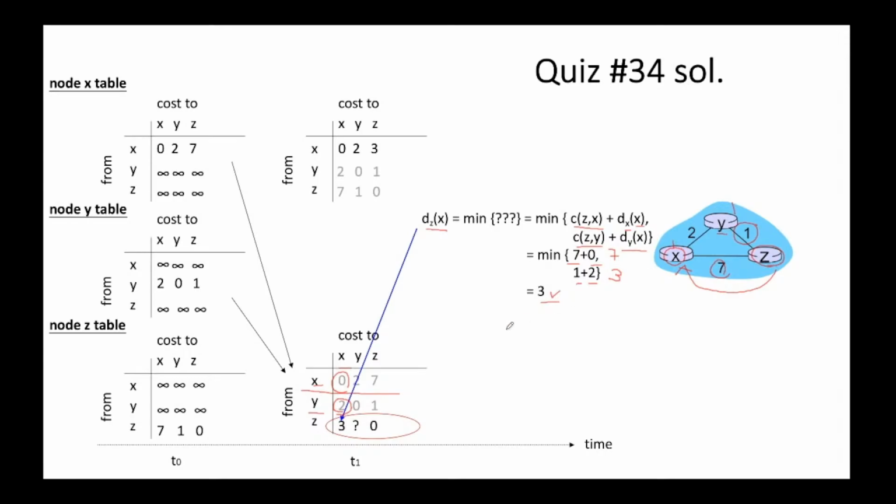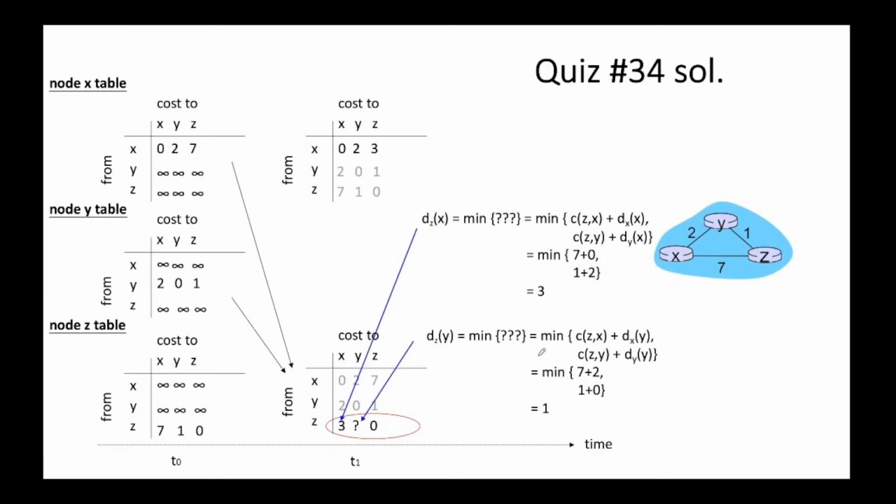Well, let's calculate the other entry, which is zy. Let me clear the markup first. All right. Again, according to the Bellman-Ford equation, the source is z, and the destination for which we wish to find the shortest path cost is y. In the Bellman-Ford, we'll try the two different neighbors of z and see which leads us to the shortest path.